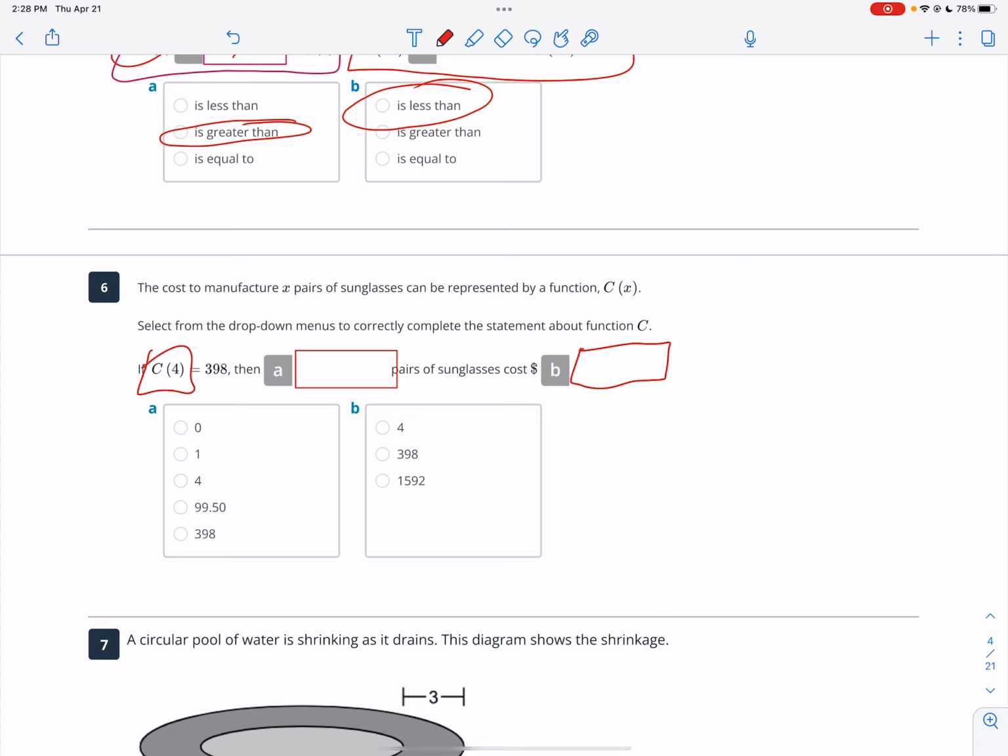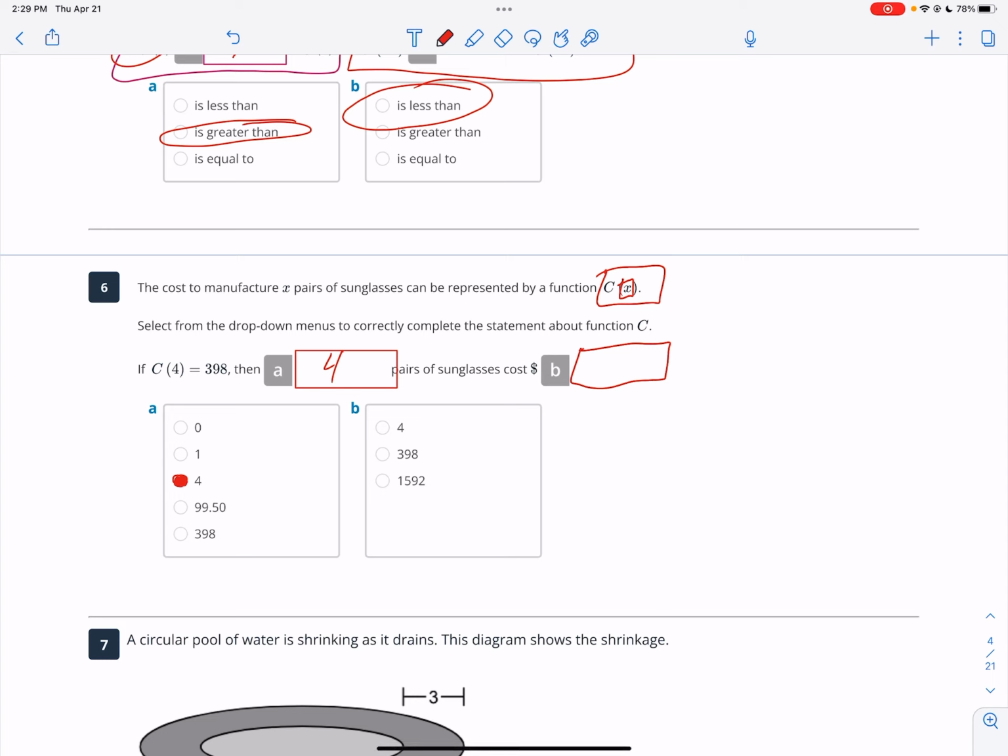So C of 4, which is our output, which is our cost, that is dependent. So right here it says our cost is a function dependent on our sunglasses. So x is representing our number of sunglasses. So if I look at this and I say 4, that's 4 sunglasses. So when I look at 4 blank pairs of sunglasses, the only thing that could go in there is 4, because x is representing our pairs of sunglasses, and that is the argument of our function. That's our input. That is what our cost is dependent on.